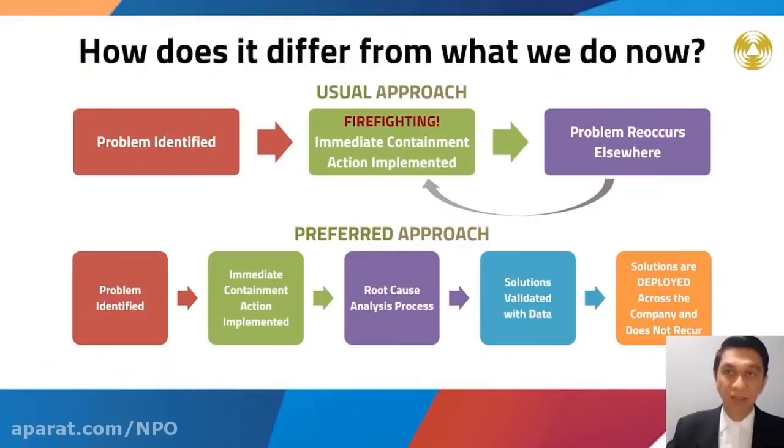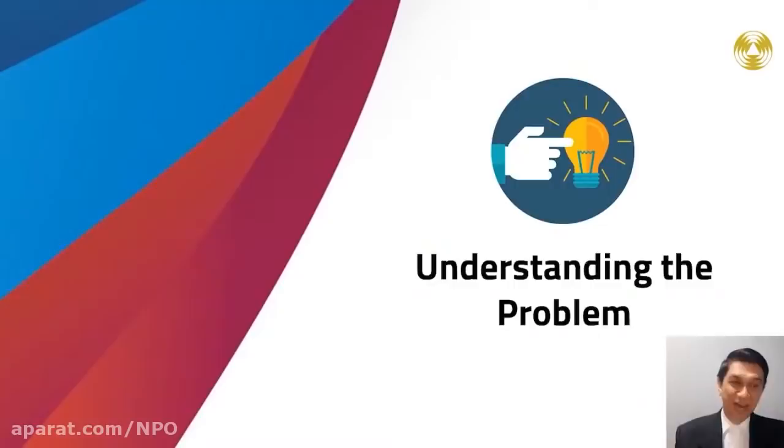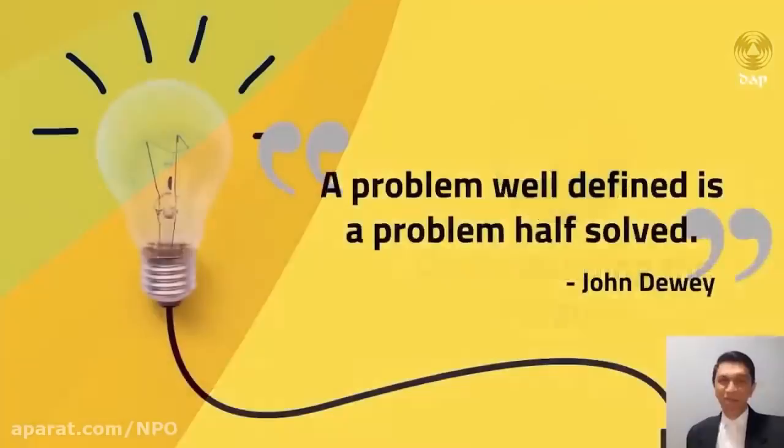So the first step in the problem-solving process is to identify and understand the problem. We have to define what the problem is, when it happened, how often it happens, where it happened, and what the conditions were when that problem happened. Because we say that a problem well defined is a problem half solved. That is a saying from John Dewey.